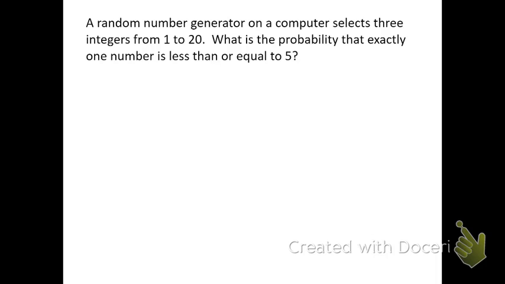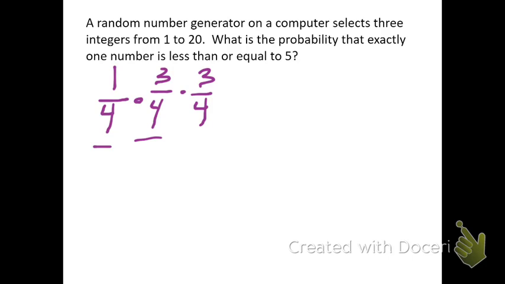Now let's take the same question, but change it a little bit. So again, we've got a random number generator, and it's going to select a number from 1 to 20, randomly. What's the probability that exactly one number is less than or equal to 5? Well, you might be thinking, if there's a 1/4 chance that a number is less than or equal to 5, which there is, and there's a 3/4 chance that a number is greater than 5, which is also true because of the complement principle, right? If there's a 1/4 chance a number is less than or equal to 5, then there's a 3/4 chance a number is greater than 5, because there's a 100% chance one of those two things happens.